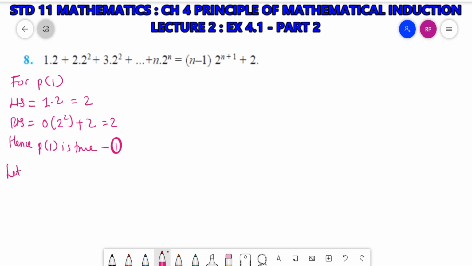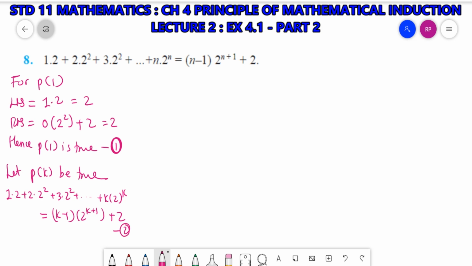Now our second step: let P of k be 1 into 2 plus 2 into 2 square plus 3 into 2 cube up to k into 2 raised to k, that is equal to (k minus 1) into 2 raised to k plus 1, plus 2. Let's name this 2.